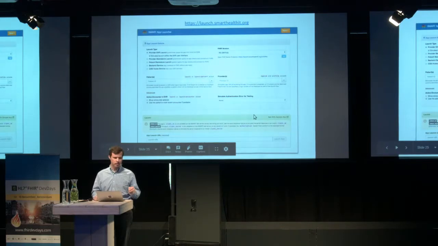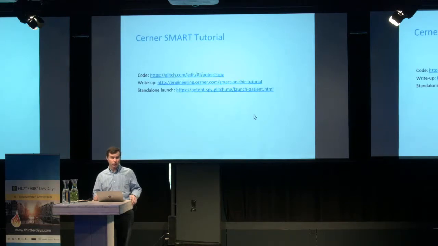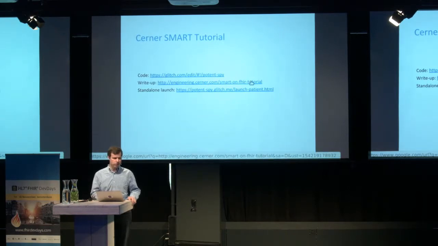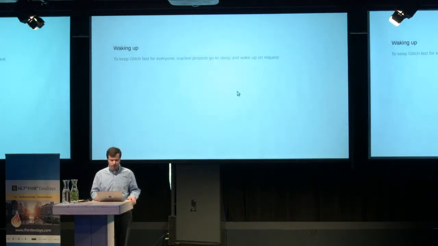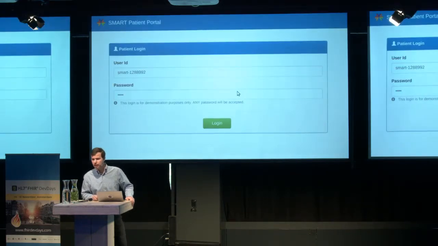A couple of links here to the other tools that I showed you, including the Smart App Launcher, as well as a very detailed tutorial that the team at Cerner has put together for a previous DevDays. This includes a detailed write-up, which we're linking to on the Cerner engineering blog. And I also have a hosted version of this tutorial on the Glitch platform. If you want to try it out, you can click through these links to run, in this case, a patient-facing launch. So I'm going to pause there and see if there are any questions or details that we could go into more about, please. Yeah, any news on the R4 spec?